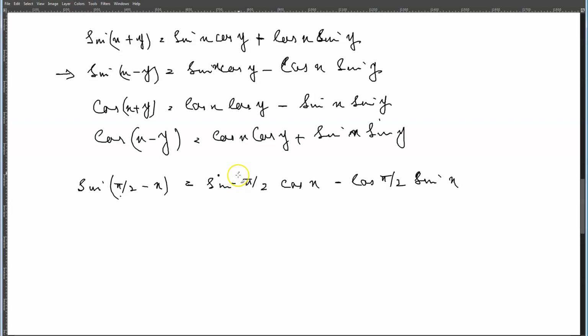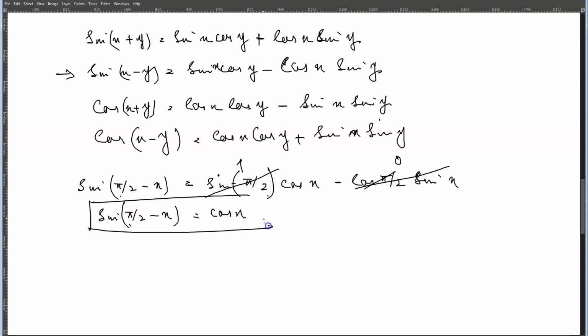Now basically the sine of pi by 2 is equal to 1, so that is cos x, and cos of pi by 2 is equal to 0, so this whole thing goes to 0. So that means that sine of pi by 2 minus x is equal to cos x.